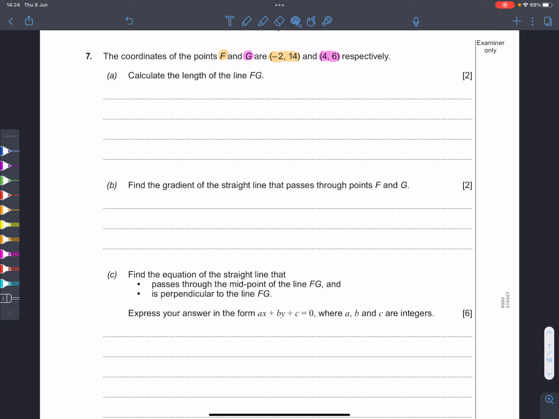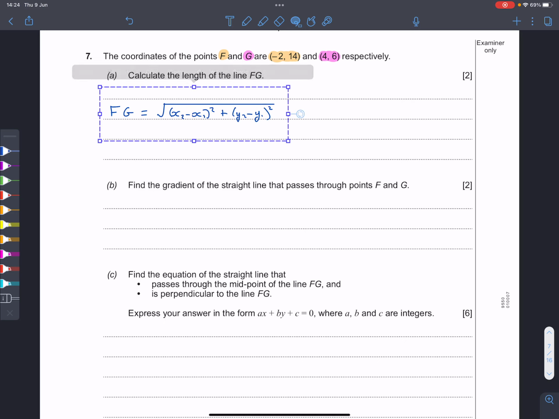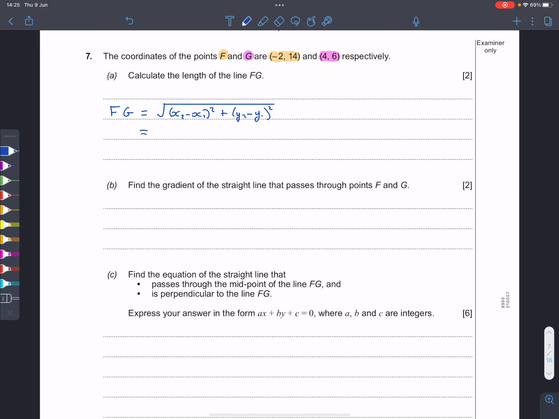So if we're using a line FG and we're looking for the length, what we want to use is our Pythagoras formula. Now, you might rather just draw out a little sketch and draw a right angle triangle and work from there. But here, it's the square root of (x2 minus x1) squared plus (y2 minus y1) squared. All we have to do is to choose which one of these is going to be x1, y1, which one's going to be x2, y2. It makes sense that the second one is x2, y2, and the first one is x1, y1, so that's what I'm going to go with.